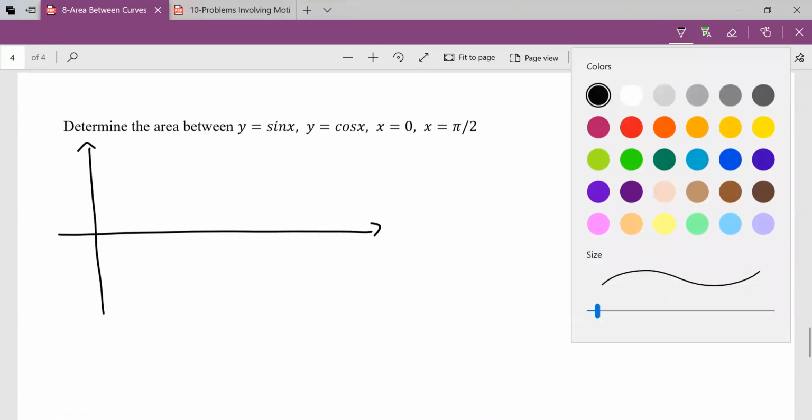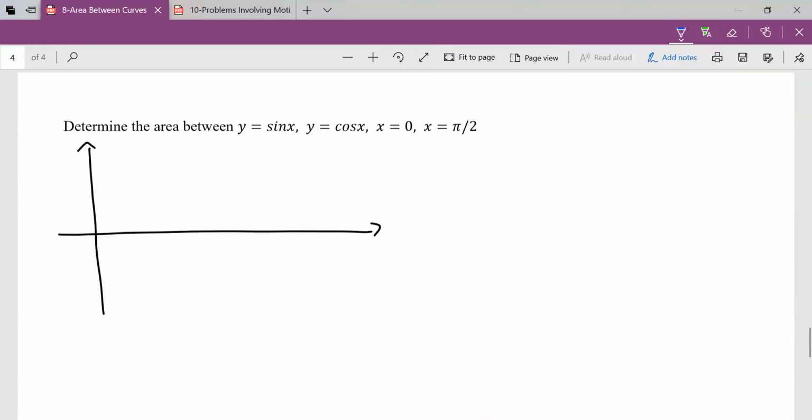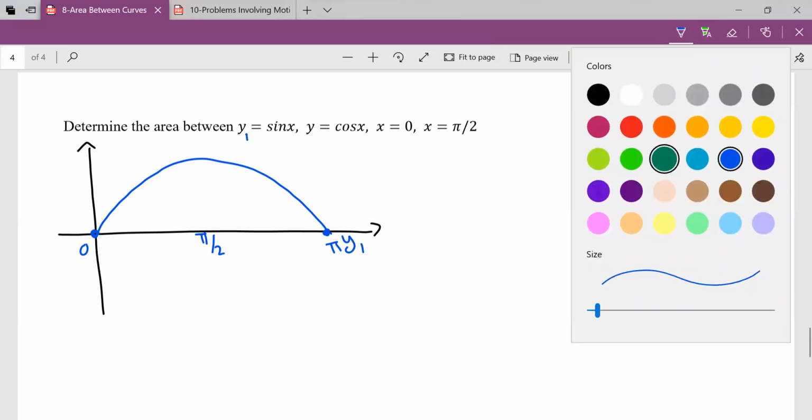So sine x, let's draw it in blue. So sine x, I'm just going to stop at pi there. And we know pi over 2 is that relative maximum right there. And there's 0. And I know that keeps going, but I'm just going to stop there. That's y1.